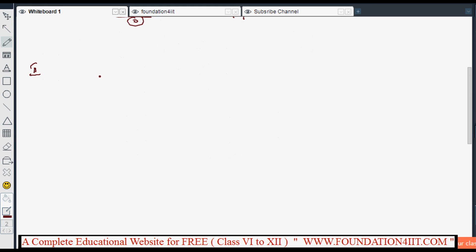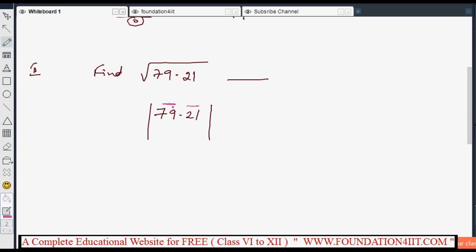Find the square root of 79.21. So this value we need to find out. Now take a pair, 21, because after the point it is an even number of digits. There are 2 digits after the point, and 2 is an even number. So 79.21. Now 79: 7 sevens are 49, 8 eights are 64.